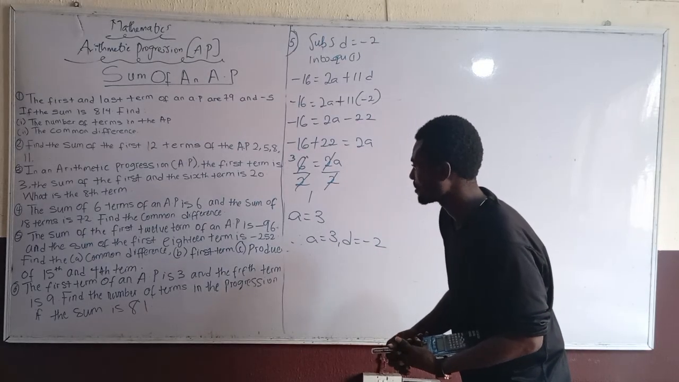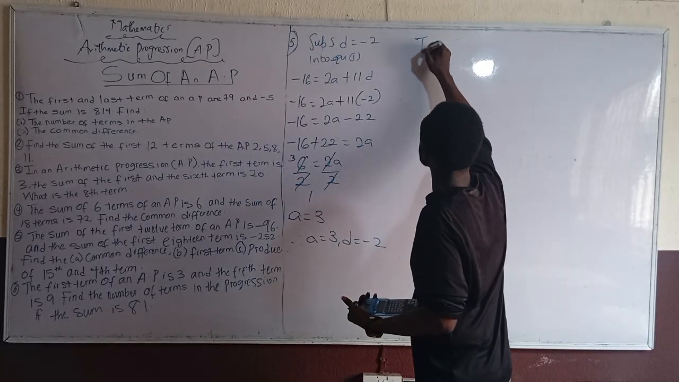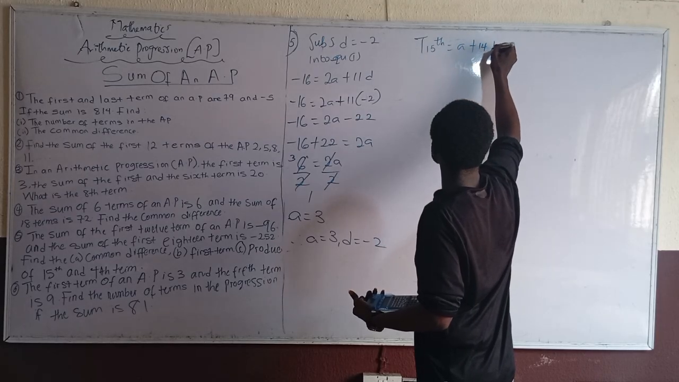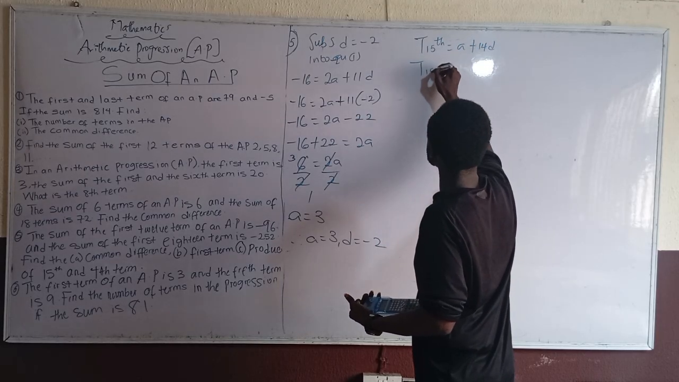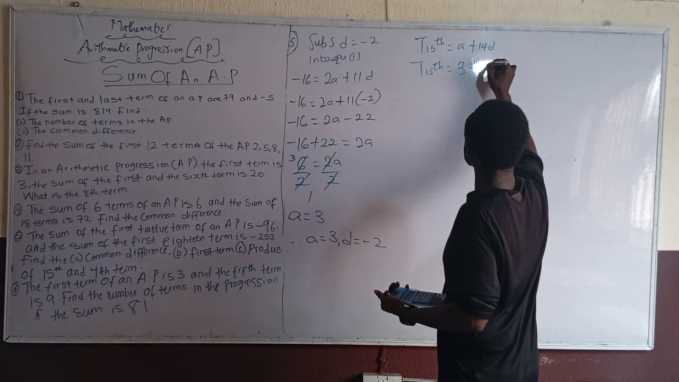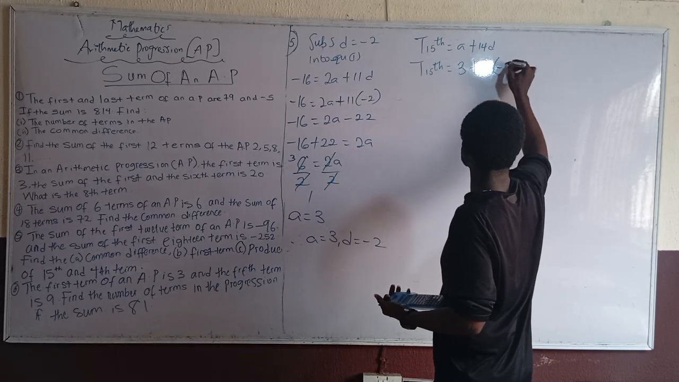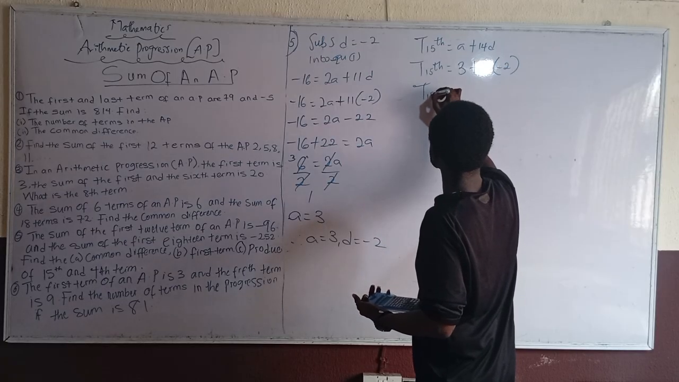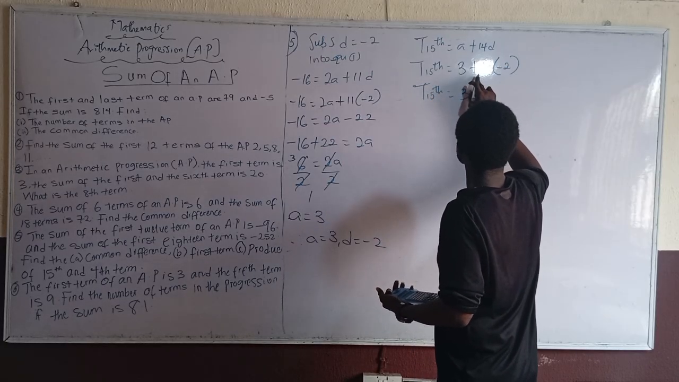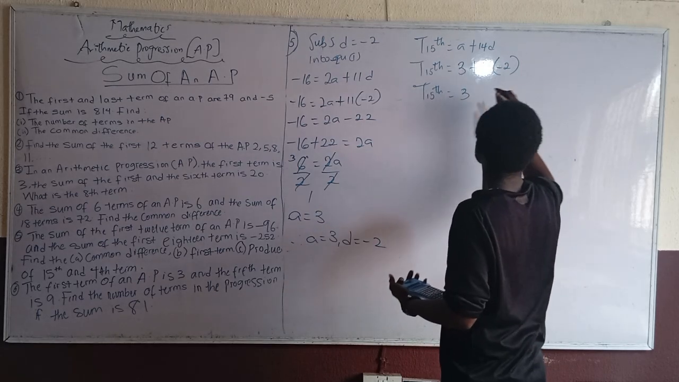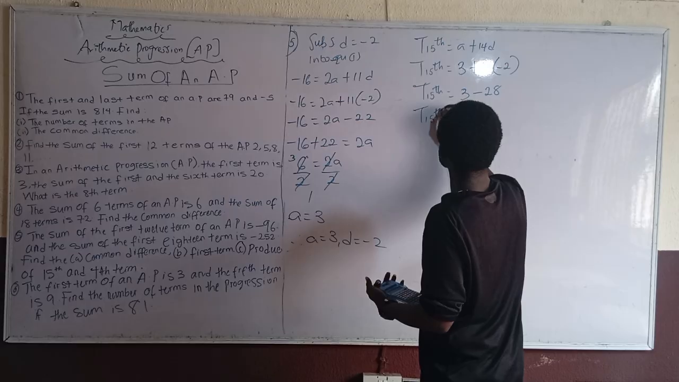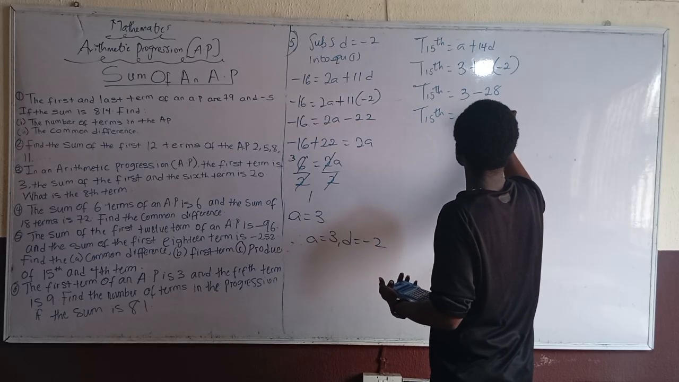So from here, my T15 is a plus 14d. So T15 is a, that is 3, plus 14 times minus 2. T15 becomes 3 plus 14 times minus 2, that is minus 28. So T15 becomes minus 25.